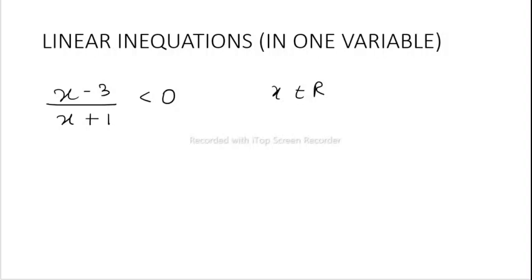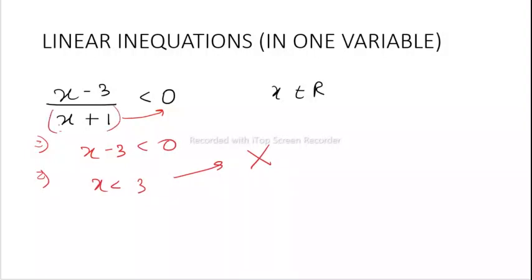is less than 0. Now some students, what they would do is that they will multiply x minus 3 by x plus 1. They will cross multiply, right? And so you get less than 0. That means x is less than 3. Now this is a wrong method. Why? Because you don't know if this x plus 1 is positive or negative.